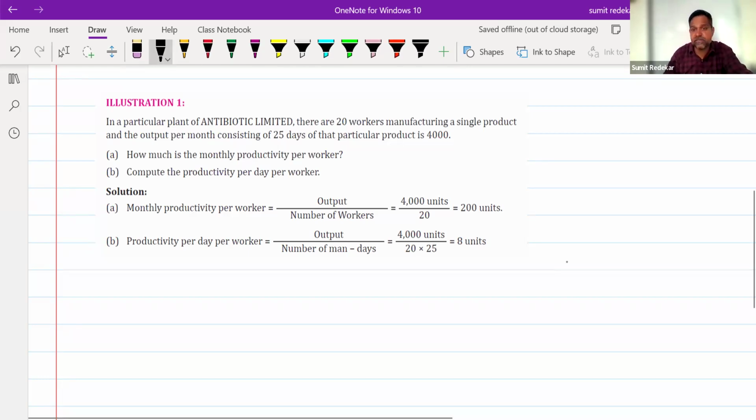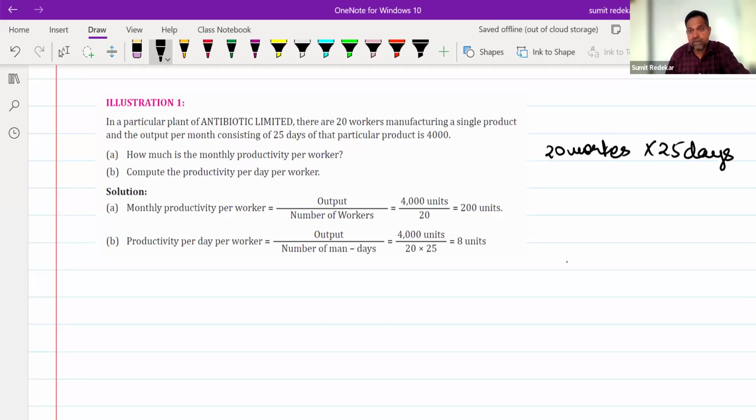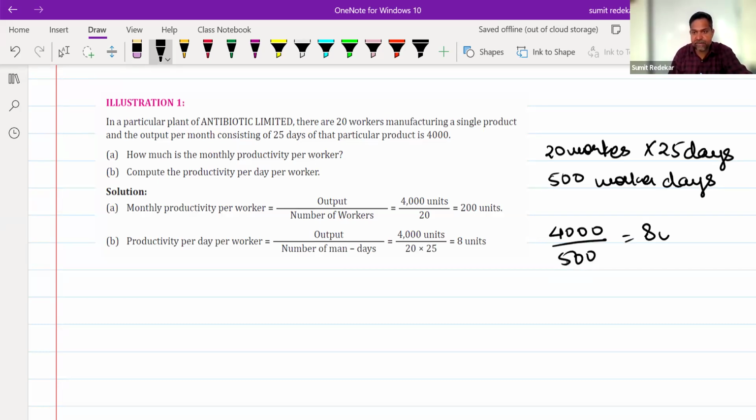When 20 workers work 25 days, it's 20 workers into 25 days. That's 500 worker days. When you're talking about 500 worker days, the per worker day productivity is 4,000 divided by 500, which is 8 units per worker day.